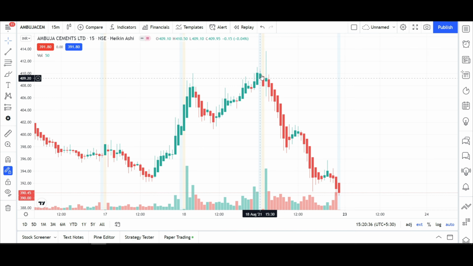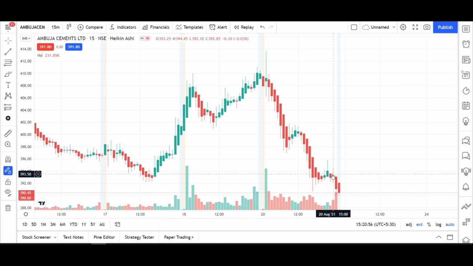Heikin-Ashi, or average pace. This chart that you see here is the Heikin-Ashi candlestick chart. As we can see here, the trend is very straightforward and very easy to identify. When there is a bullish, upward trend, there are only green candles formed, and when the market is taking a reversal, there are only red candles formed. As we can see here, it has repeated multiple times.